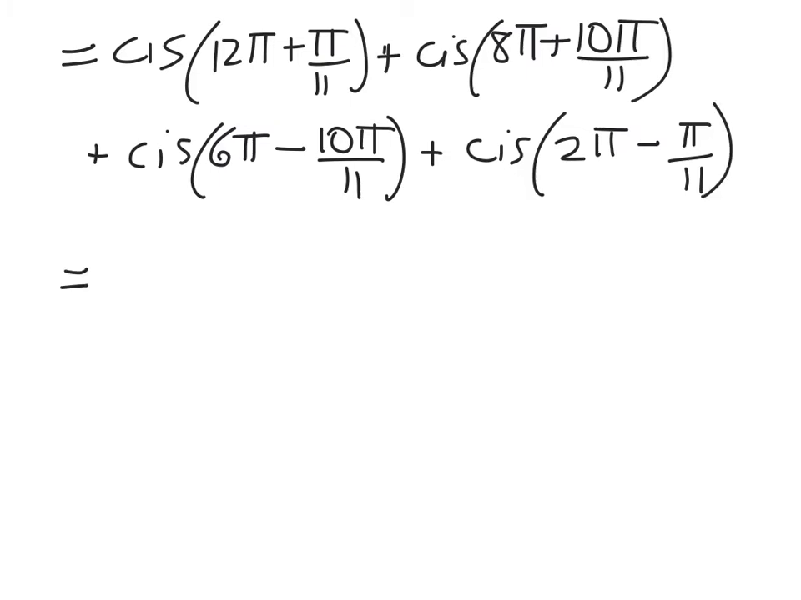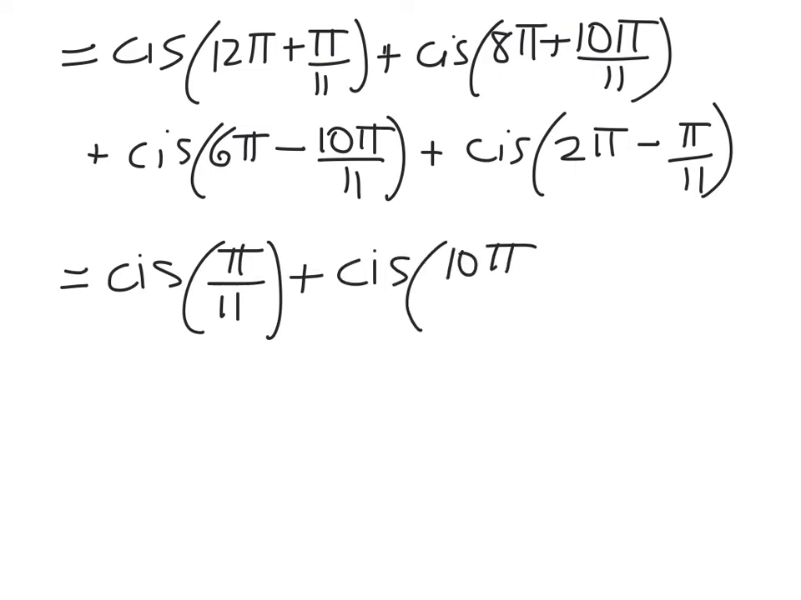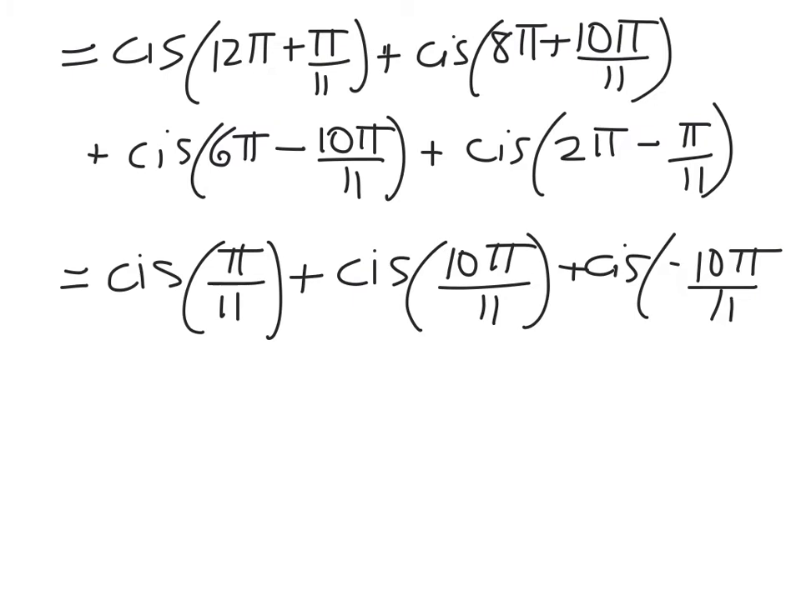Right, now we can just rewrite that with the basic angle in there, right? So cis of pi on 11 plus cis of 10 pi on 11 plus cis of negative 10 pi on 11 plus cis of negative pi on 11.